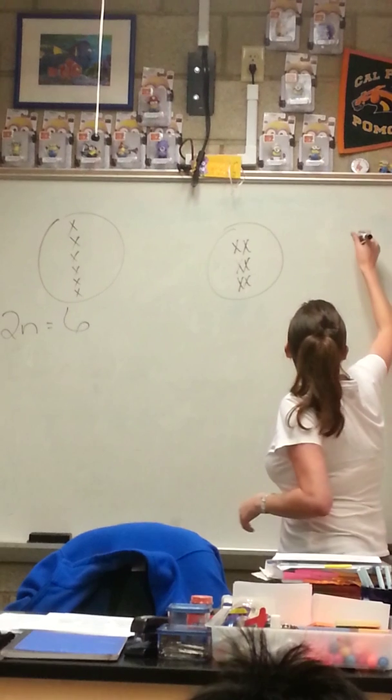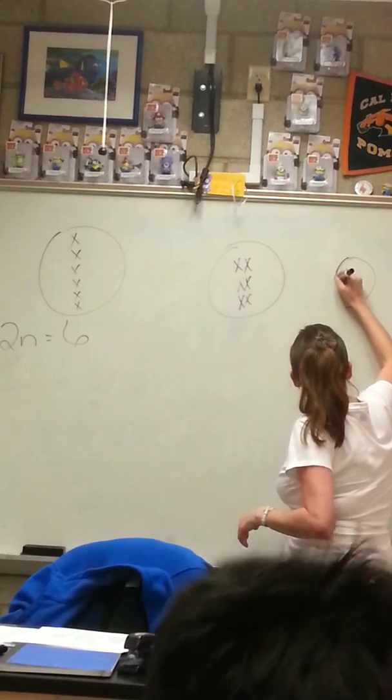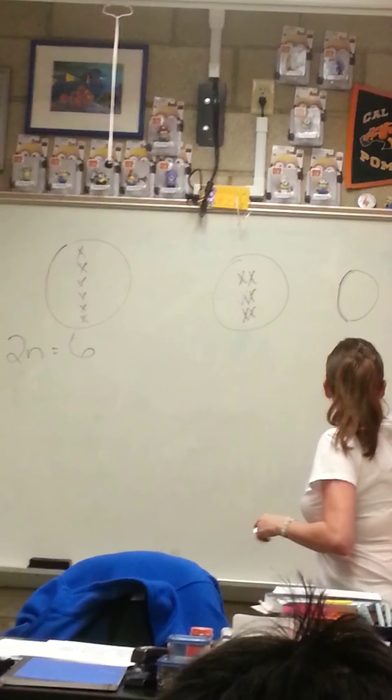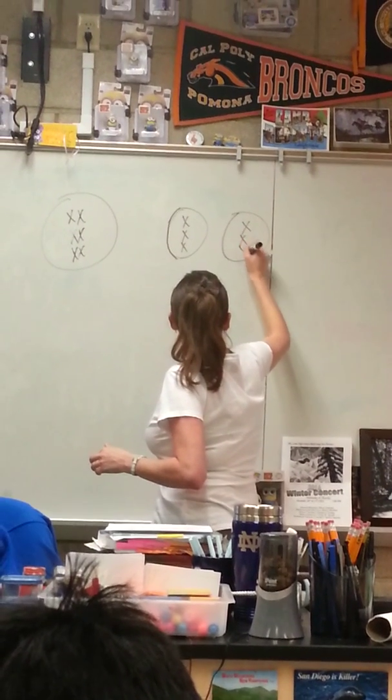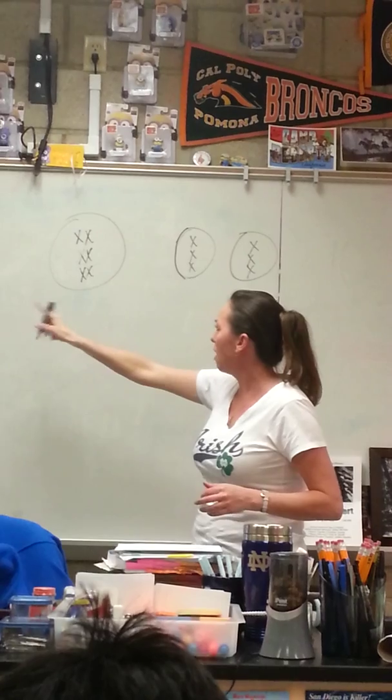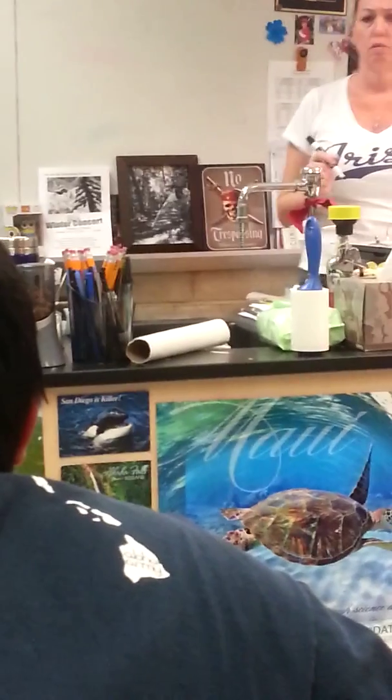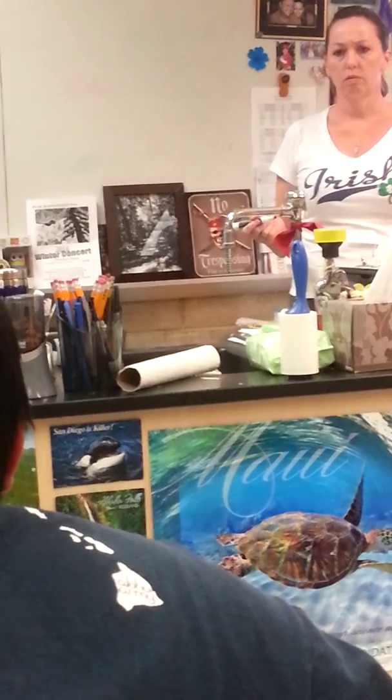Whereas in metaphase 2, doesn't that look awfully familiar to metaphase of mitosis? Kind of. What's missing? Half the genome. So what is my haploid number equal to here? 3.